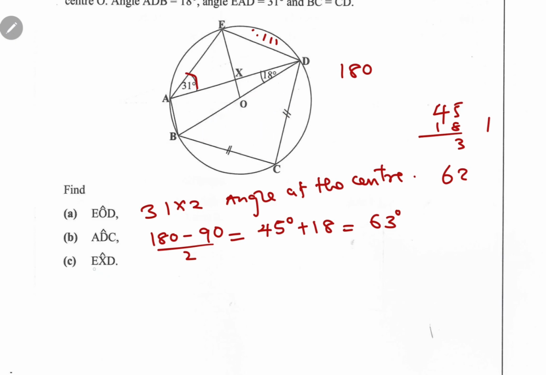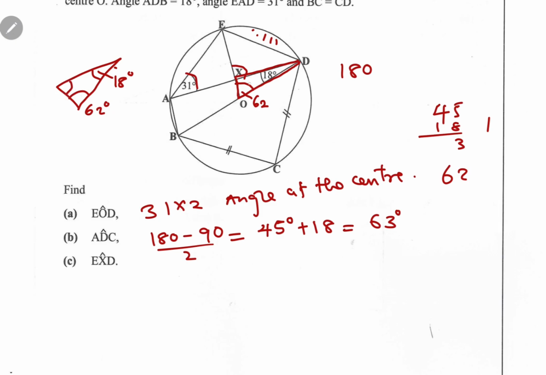For the last question, EXD. So write this angle. Now, one thing you should understand about this angle is that we have a triangle here. Do we know this angle? Yes, we know it. This is the twice angle, so this is 62. Then we have this small triangle here, having the angle of 18 degrees and the angle of 62 degrees.